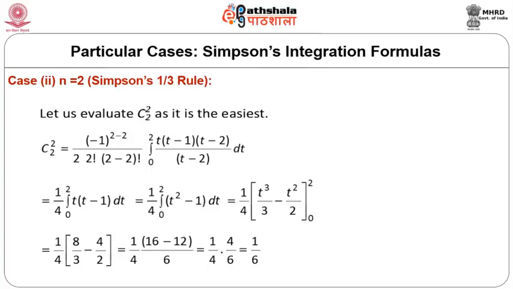And the integral from 0 to 2, the numerator has all the products (t minus 1) up to (t minus n). So I get t into (t minus 1) into (t minus 2) upon (t minus i), that is (t minus 2) dt. So outside the integral it becomes 1 by 4, and the integral from 0 to 2 of (t minus 1) dt. And that is 1 by 4 into (t cube by 3 minus t square by 2), the limits of the integration are 0 to 2.